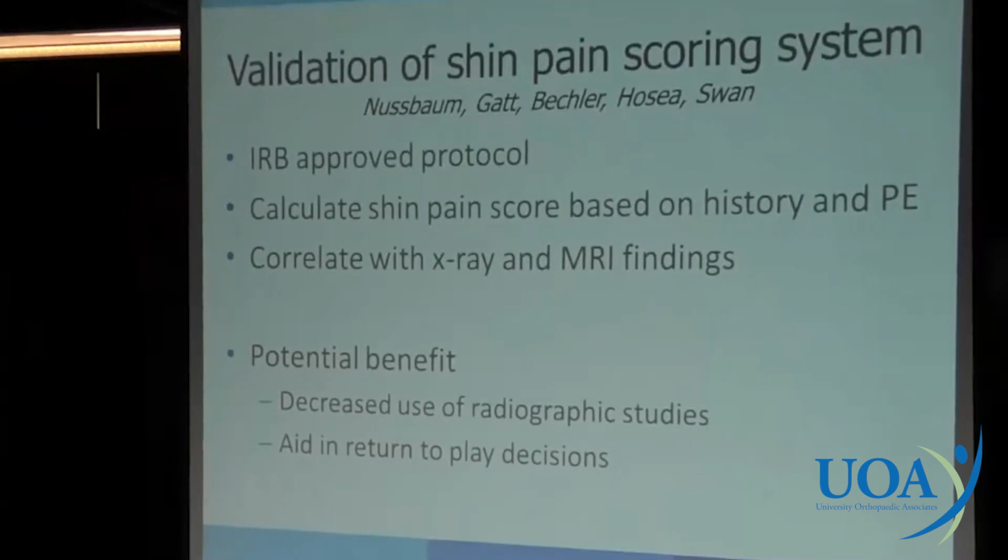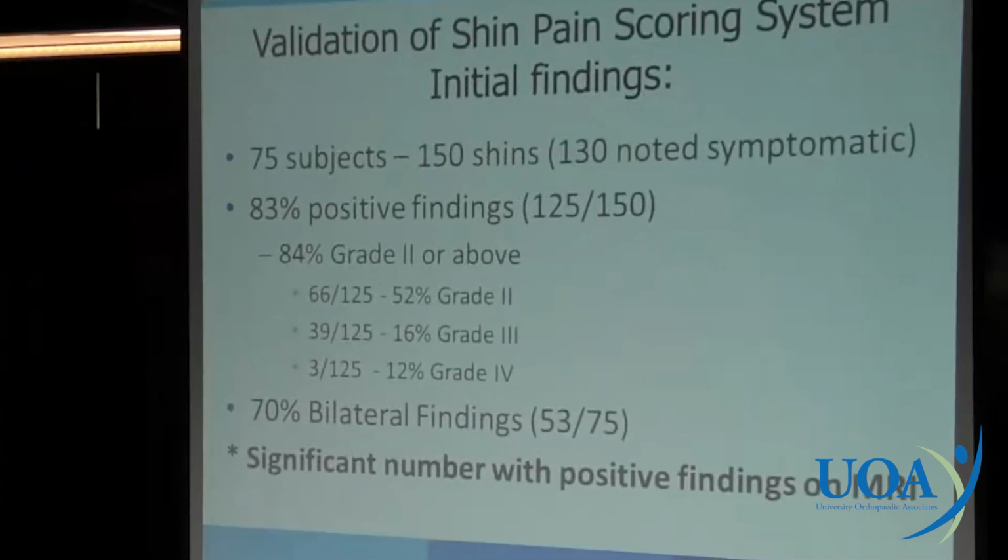So I think the shin pain scoring system that Eric talked about is really interesting because we see so much of this. The question is, can we, by history and physical exam alone, predict the level of a stress reaction that we're dealing with, and that may help us counsel patients on how much time they take off? How aggressive do we have to be in taking them out of sports? Or how aggressive can we be in letting them continue to play without going through a gigantic diagnostic workup? And we have 75 subjects, 150 shins, 130 of them were symptomatic.